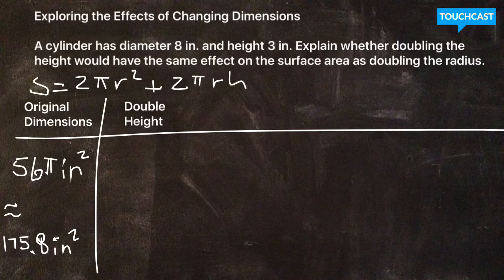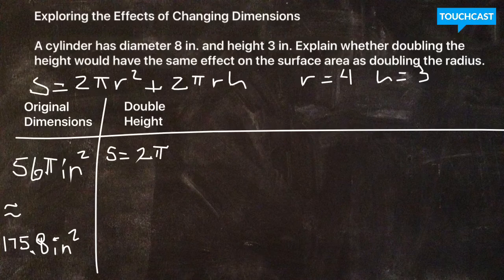So remember our radius was 4 inches and our height was 3 inches. So if we change the height to 6 inches, how will it change? So we've got S, the surface area, is equal to 2 pi times 4 squared plus 2 pi times 4 times 6.